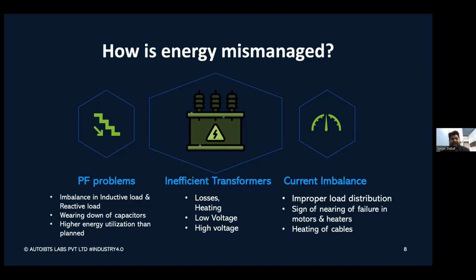In a lot of companies, when they're designed and operational for the first time, everything is working fine. But after a period of 5 years, 10 years, when you've done expansion, the imbalance will increase, because you've not taken single phase loads into consideration, and sometimes growth is done haphazardly. Due to this, current imbalance will increase, which will again result in you paying higher amounts of electricity.